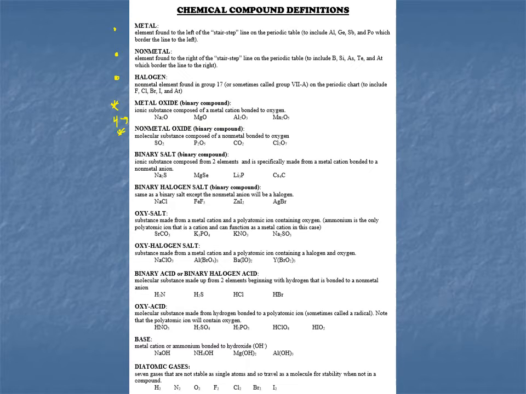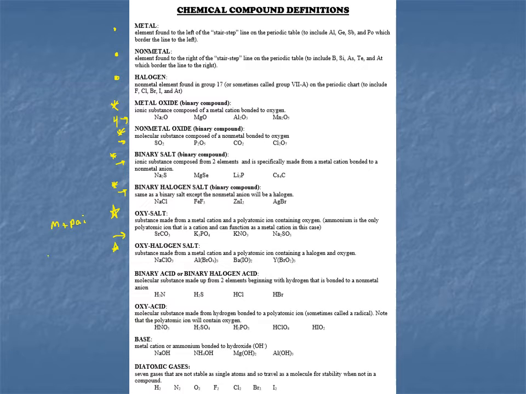What is a nonmetal oxide? And 4 examples. What is a binary salt? With 4 examples. What is a binary halogen salt? With 4 examples. Here we go. An oxysalt. What is an oxysalt? And 4 examples. Oxyhalogen salt, which is a very specific type of oxysalt, which is again a metal combined with a polyatomic ion. That's just an oxysalt, and that's all it is.